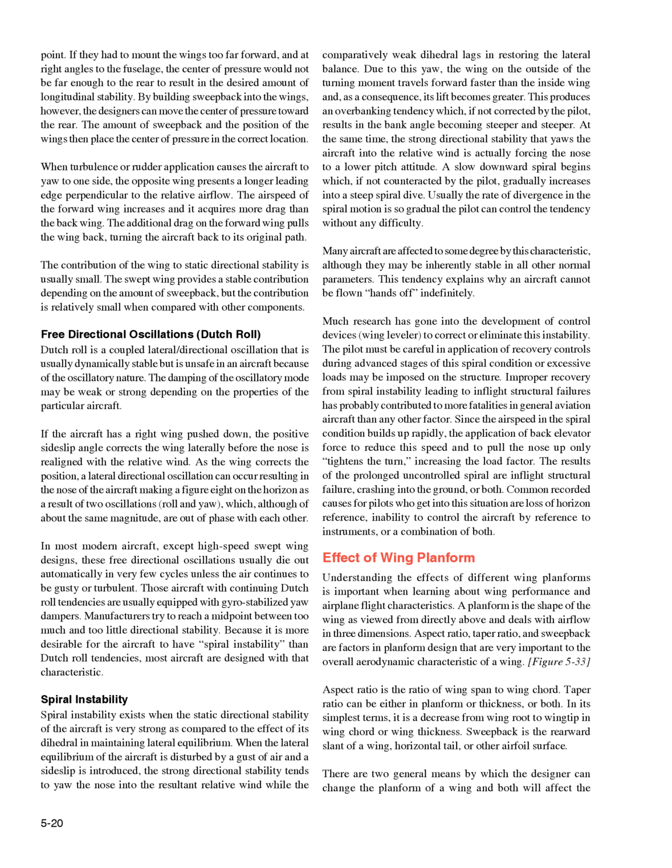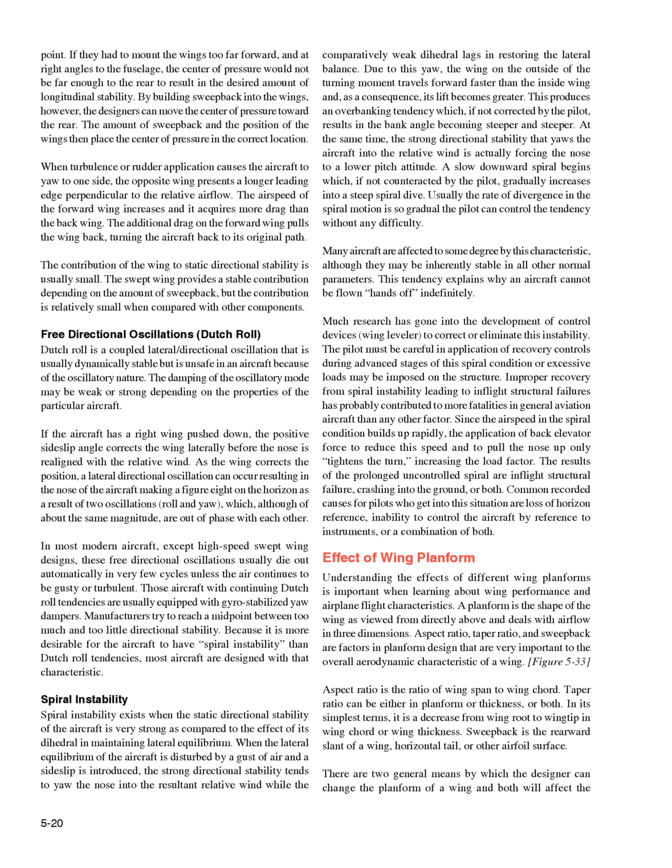Usually the rate of divergence in the spiral motion is so gradual the pilot can control the tendency without any difficulty. Many aircraft are affected to some degree by this characteristic, although they may be inherently stable in all other normal parameters. This tendency explains why an aircraft cannot be flown hands-off indefinitely. Much research has gone into the development of control devices, wing levelers, to correct or eliminate this instability. The pilot must be careful in application of recovery controls during advanced stages of this spiral condition or excessive loads may be imposed on the structure.